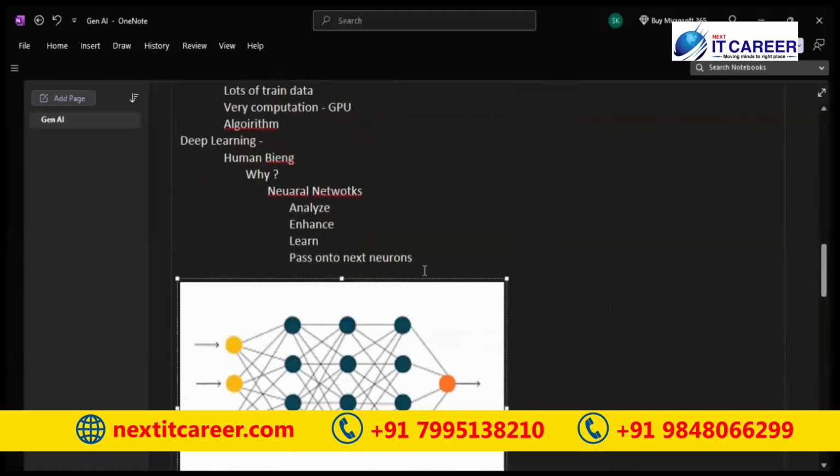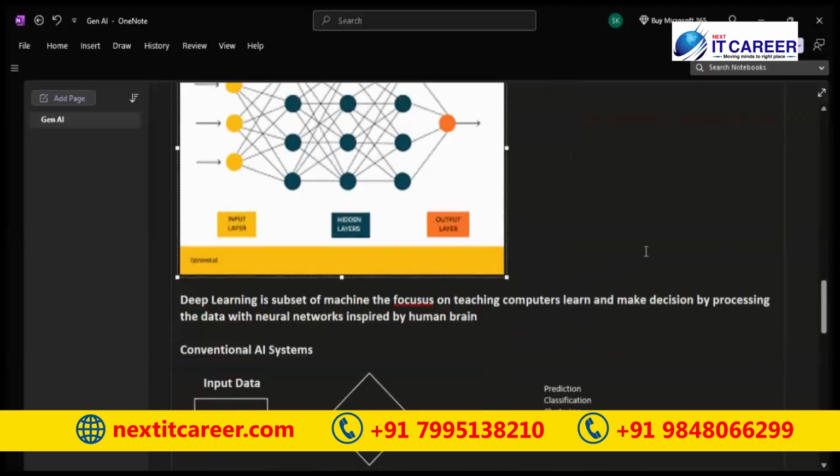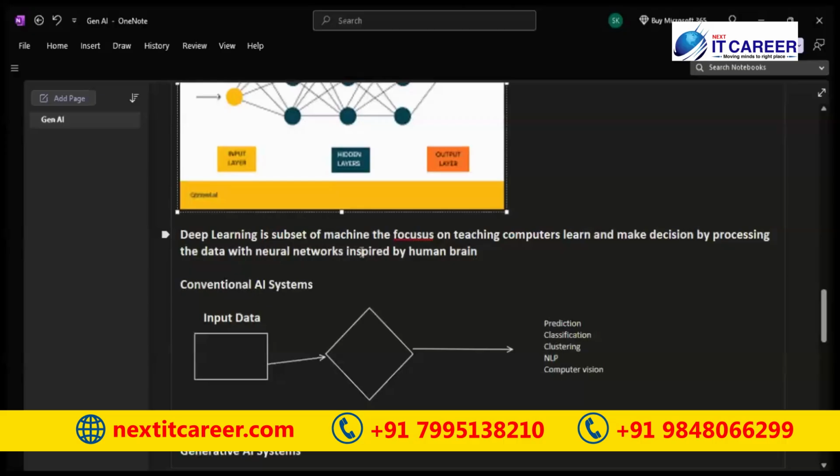So we know that in the complete universe, human beings are the most intelligent species. Why? Because of the neural networks. Neural networks can analyze the data, enhance the data, learn something, and pass it on to the next neural networks. We have understood deep learning is a subset of machine learning that focuses on teaching computers to learn and make decisions by processing data with neural networks inspired by the human brain. Completely, it is based on the human brain, inspiration only, we can say.